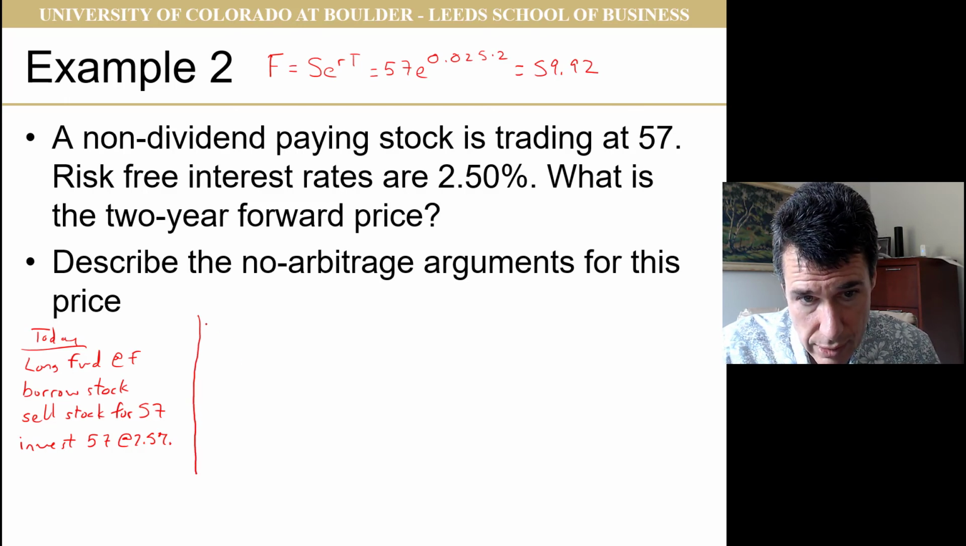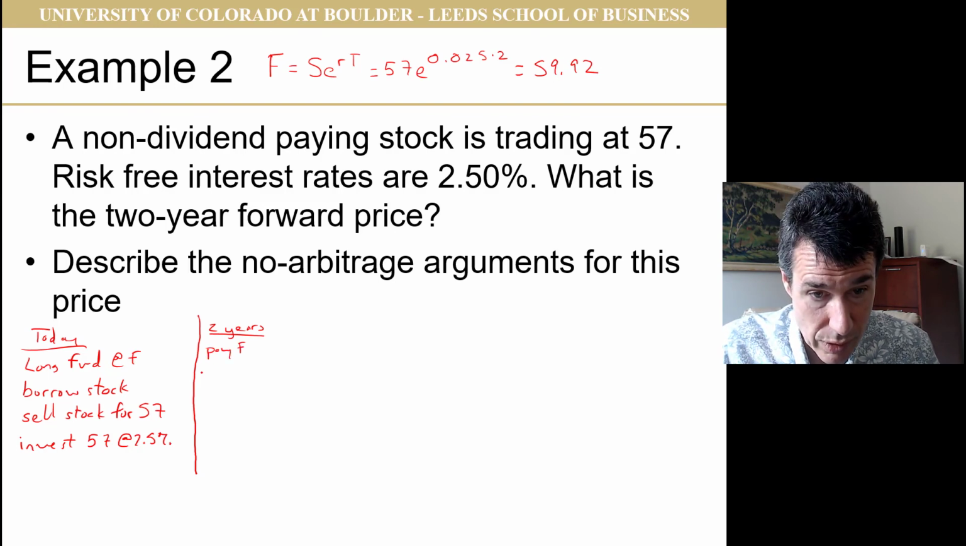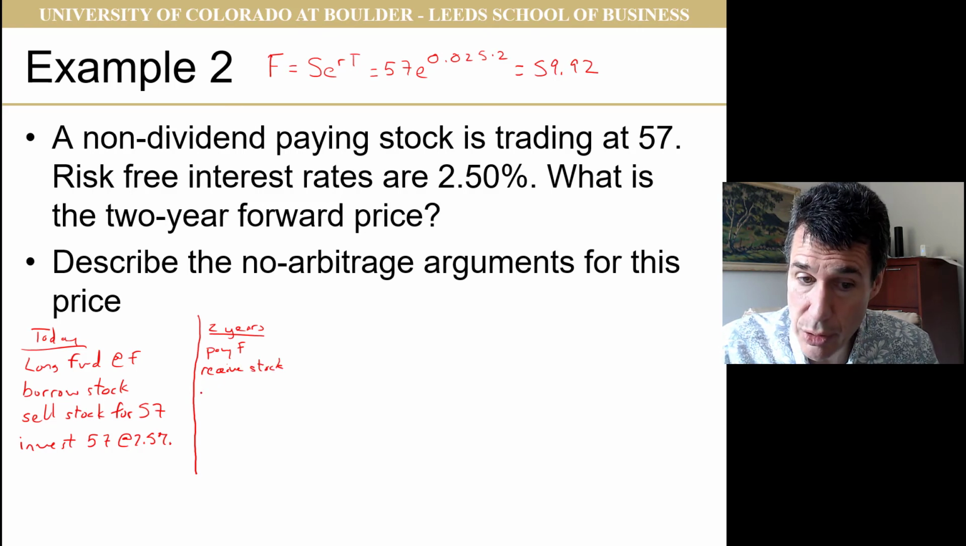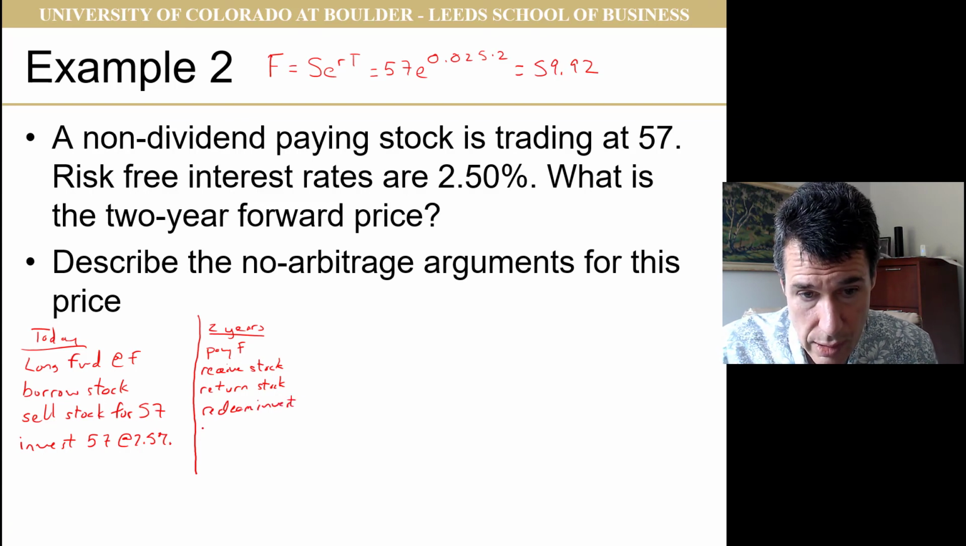In the future, in 2 years, and again, we're assuming nothing happens between now and 2 years from now, we're long the forward, so we're going to pay F, we're going to receive the stock, we're going to return the stock to the lender, and we're going to redeem our investment for $59.92. No arbitrage says that the amount we pay, F, is bigger than or equal to $59.92.